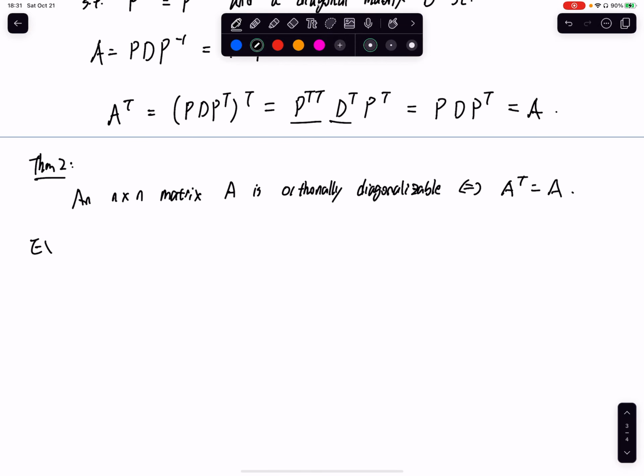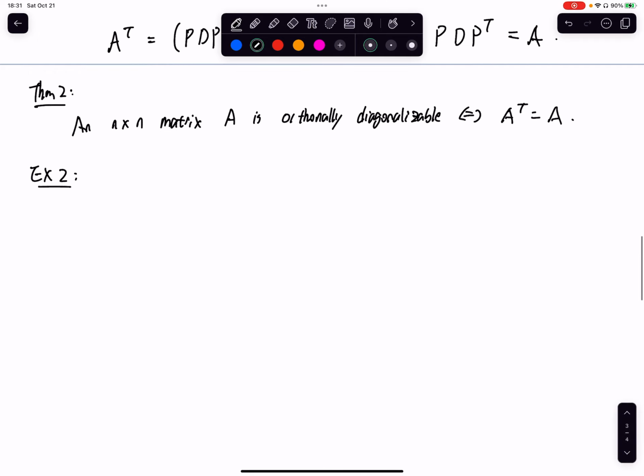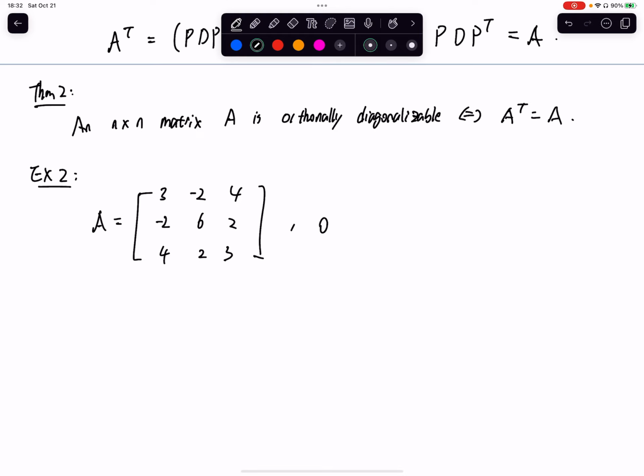So exercise 2. We want to orthogonally diagonalize the matrix A given by 3, minus 2, 4, minus 2, 6, 2, 4, 2, 3. And we are given the characteristic equation being 0 equals minus (lambda minus 7) squared times (lambda plus 2). So surely we have that the eigenvalues are 7 with multiplicity 2 and minus 2 with multiplicity 1.